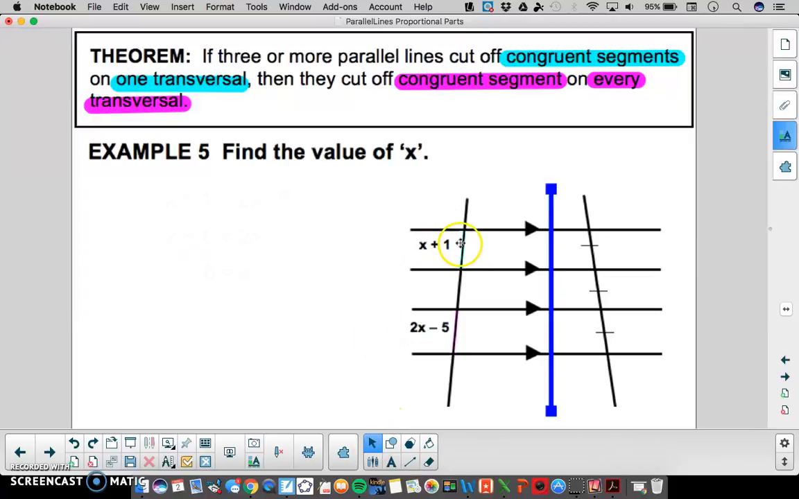So being able to solve for x here, if I want to find the value of x, I would have x plus 1 and 2x minus 5 that are going to be congruent pieces that are cut by that transversal. So I would set their measures equal to one another and then solve for x. And so I see that x is 6. If I were to plug 6 back in to find the measures of those pieces, I notice that I get 7 for each measure, which verifies that those pieces are congruent.